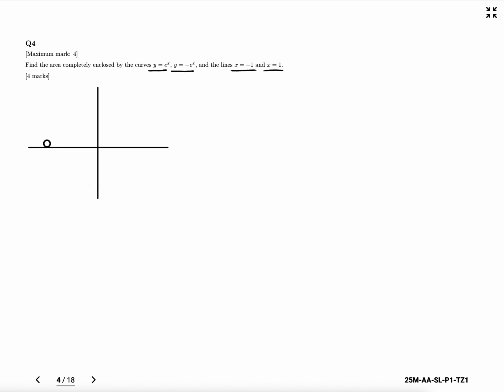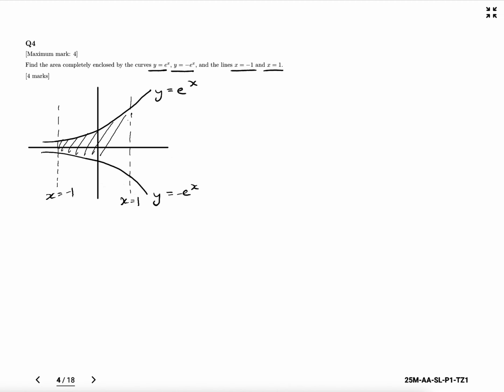So it's an exponential growth and it's going to look something like this. And y equals negative e to the power of x is going to be a reflection in the x-axis of this. So this is what the two curves look like. And we also have two lines, x equals -1 and x equals 1. So the area that we want to find is this area here.